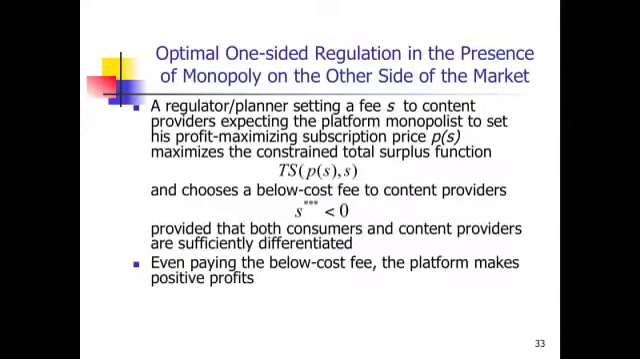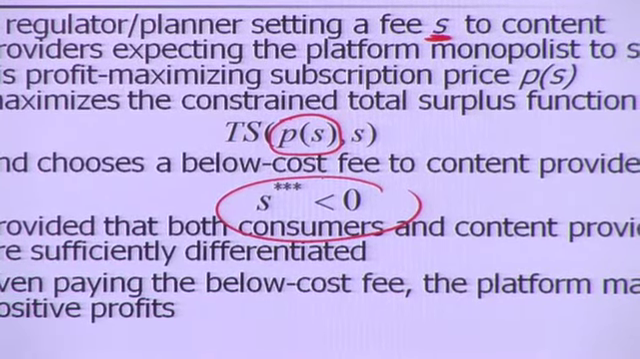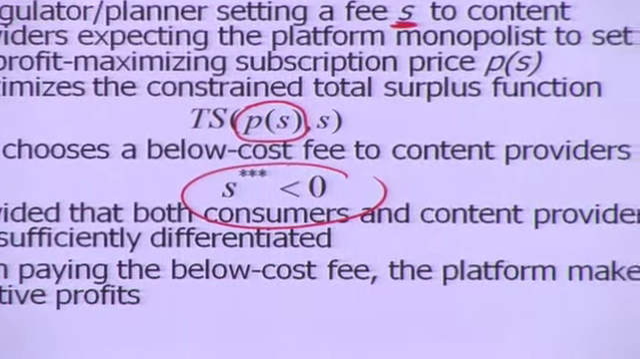Let me show a lot of equations here. So this is essentially the result. This says that if a regulator or a planner is trying to set this fee optimally, this fee being the fee from AT&T to the providers, taking into account the effect of this fee also on the monopoly price of AT&T towards the users, then it should set it below cost, below zero here. Okay, so again, the reasoning for that is what I just told you before. Because of network effects, you want the price to be below cost. And one nice thing about this, at least in this model, is that even if AT&T were to subsidize the upstream providers, the platform would still make positive profits.